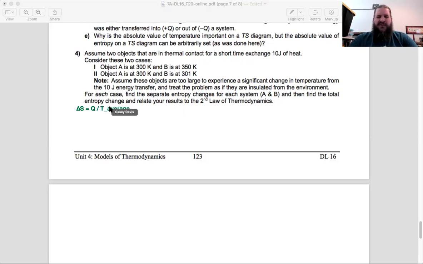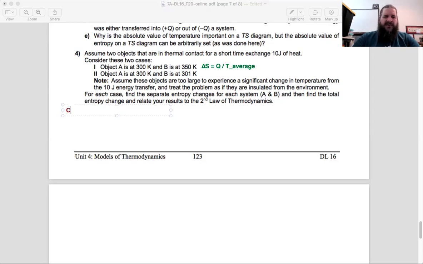But since the temperature is hardly changing at all, we can just treat the 300 Kelvin as the average temperature of object A. And in case 1, 350 Kelvin as the average temperature of object B. Whereas in case 2, we'd say 301 is the average temperature of object B. But it's not changing enough to really matter. So I would go ahead and use this formula because the temperature is not changing in a significant way. And we don't even have the heat capacities anyway. But we do know how much heat is being exchanged. So let's take a look at these one at a time.